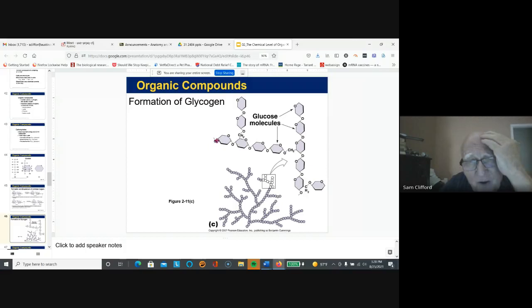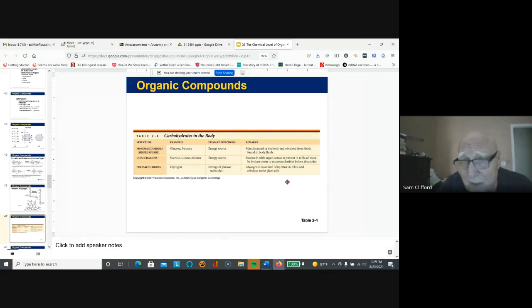As I said, if you join a large number of glucose molecules together with an oxygen bond, that's a polymer. It's called glycogen. Glycogen is how glucose is stored in your liver. Go through this chart, make sure you read it all, and make sure you're aware of these facts.